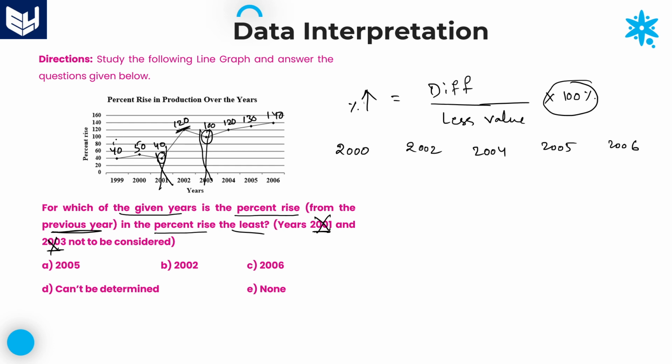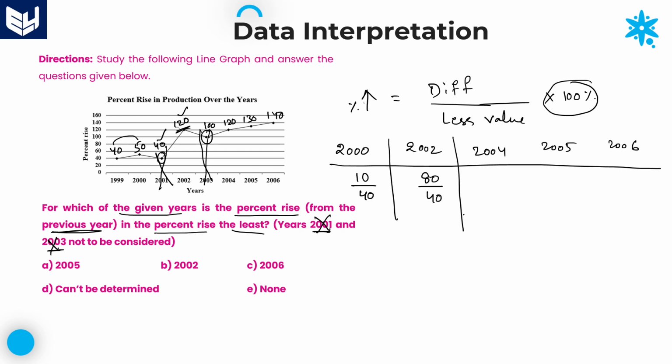Compared with the previous year, what is the difference between 1999 and 2000? Here 40 and 50, the difference is 10. So this value is 10 divided by the previous lesser value, that is 40: 10 by 40. Whereas in 2002, the value is 120 and the 2001 value is 40. Therefore the difference between 120 and 40 is 80, divided by the previous year value 40: 80 by 40.